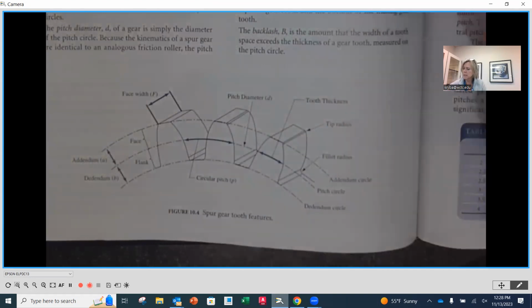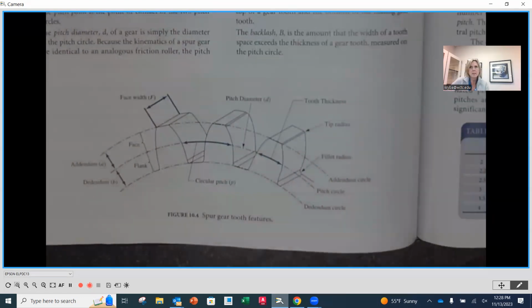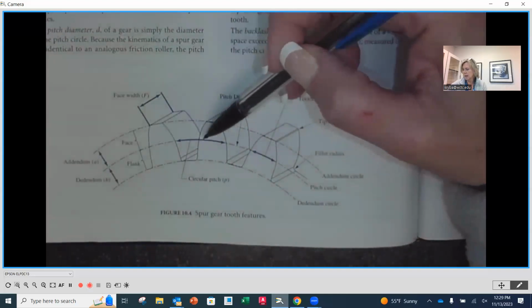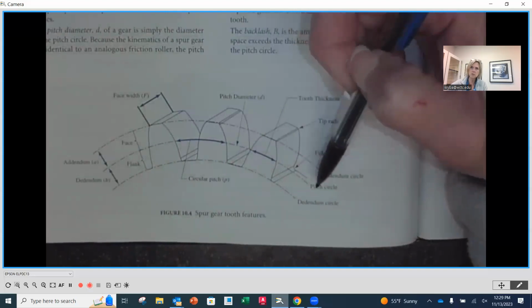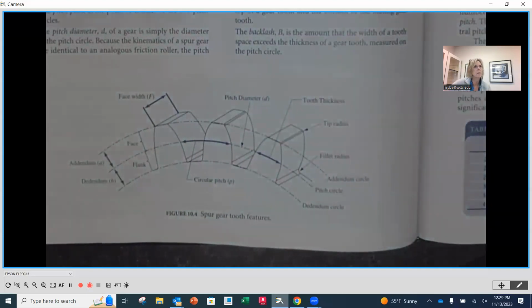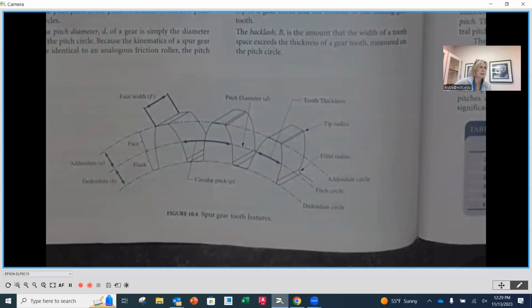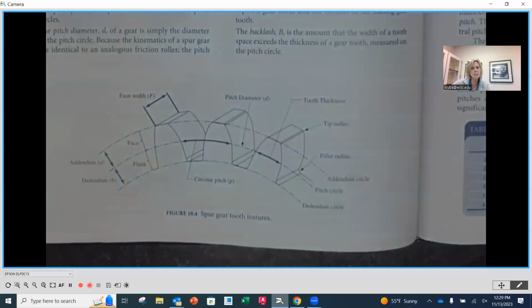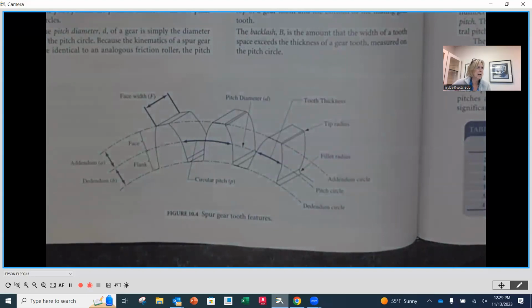First and foremost, each one of these is called a tooth, okay? And you probably have picked that up along the way. You'll notice that there is this line in the middle right here. This is called the pitch circle, or the pitch diameter if we're looking at the distance from one side of that circle to the other. So pitch circle and pitch diameter refer to that right there. Now, it looks like it's about halfway up the tooth, but it's not exactly there.